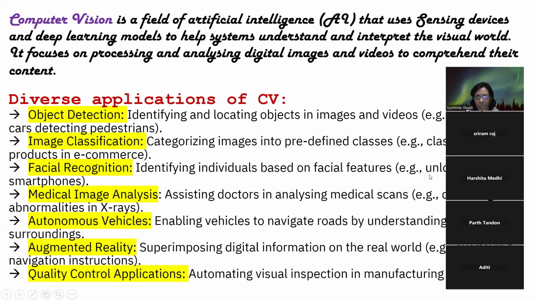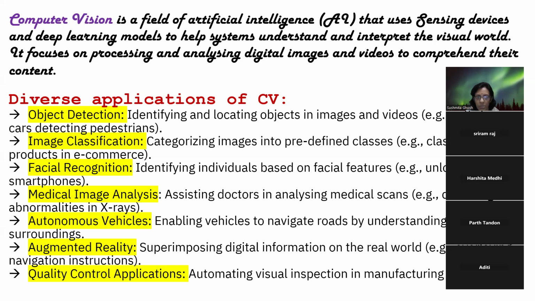Then there are various other things happening with CV. He's classifying the images. We are seeing these things on various websites nowadays, on our Instagram, on our Facebook, that the images are categorized; predefined classes are there, and based on that, he categorizes the images. Then you have facial recognition applications. On the basis of facial features, we see smartphones getting unlocked, we see doors getting opened. We are using them at various places for security measures.